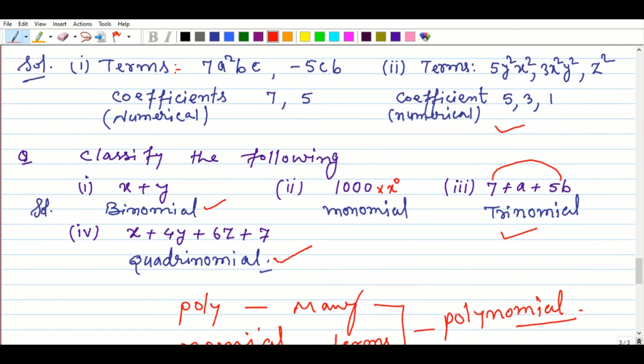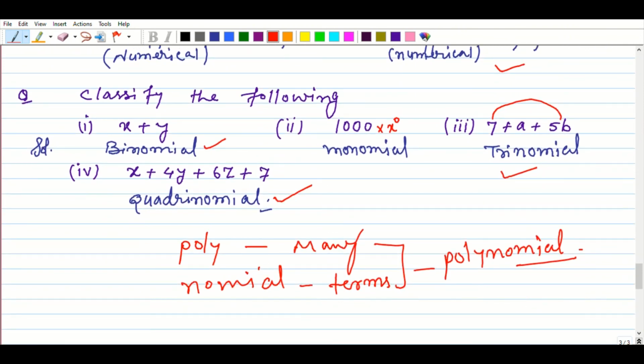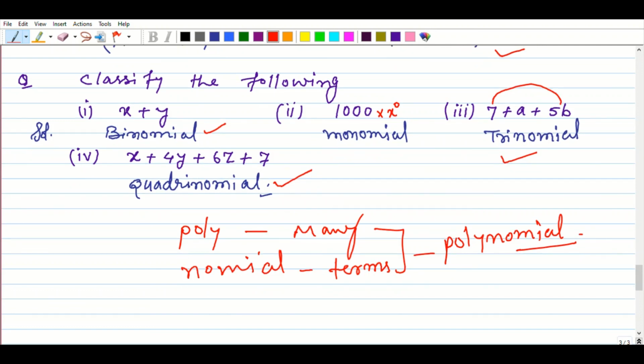Just one thing you know, but refresh your knowledge: poly means many, nomial means terms. Combined, it becomes polynomial, right? I hope, learners, you have learned so many things, basic concepts, right?